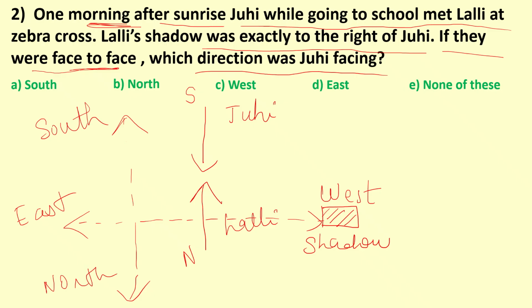Now see which direction Joey was facing. Joey is facing this side, in this direction. So what is this direction? This direction is north, so north is the correct option. B is the correct option.